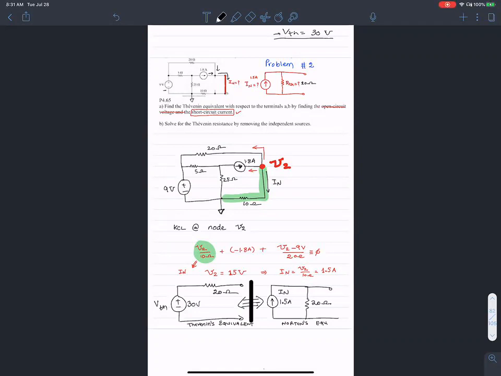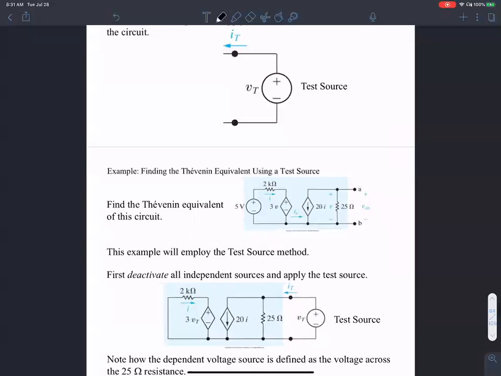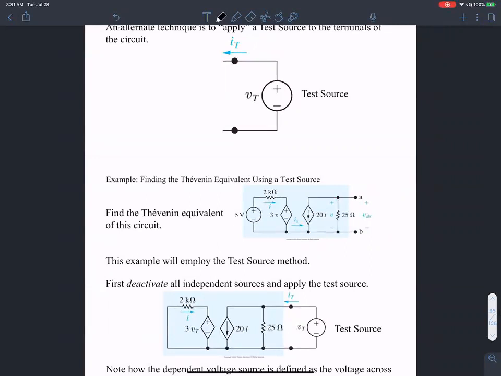So we looked at two problems in finding the Thevenin's equivalent and Norton's equivalent when there are independent sources. Now let's see what we do when there are dependent sources. What should we do if there are dependent sources? Something like this. How do you find the Thevenin's equivalent of a circuit when you have a dependent voltage or current source?